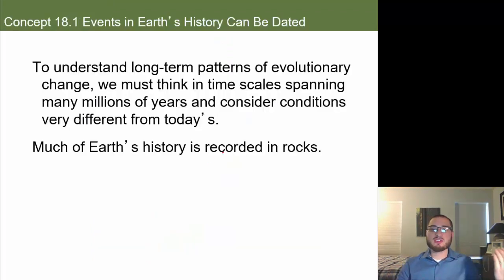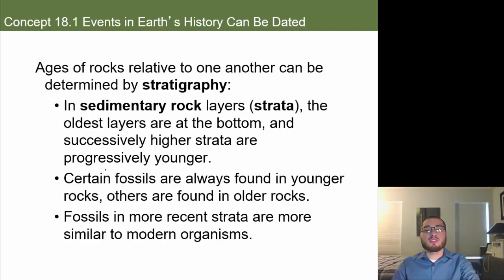To understand the long-term patterns of evolutionary change, we must think in time scales spanning millions of years. We talked about how evolution has gone on for billions of years, and the major changes we see take hundreds of millions of years. So we have to look at the history of Earth and the records in the rocks and the fossils to understand how these changes have taken place, or how long it takes for them to take place.